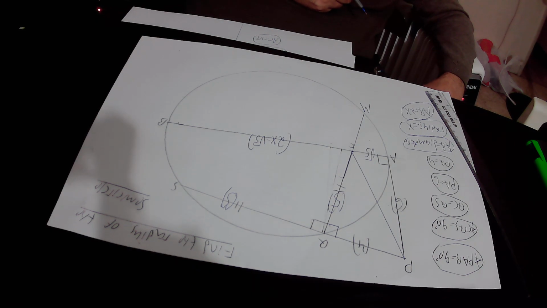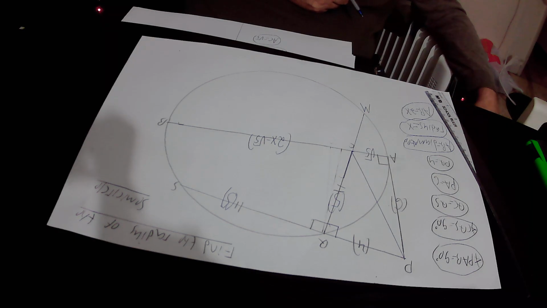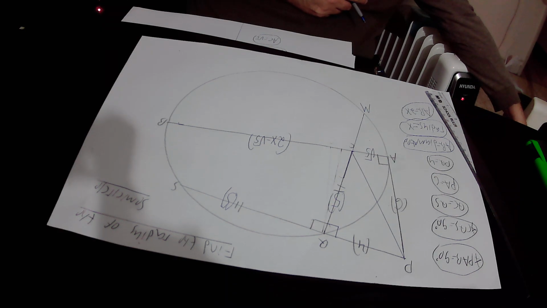In the next step, I will present to you a new rule, and we will implement the new rule in our drawing. The new rule is rule number 11. Rule number 11 is about two chords that intersect with each other inside the circle.